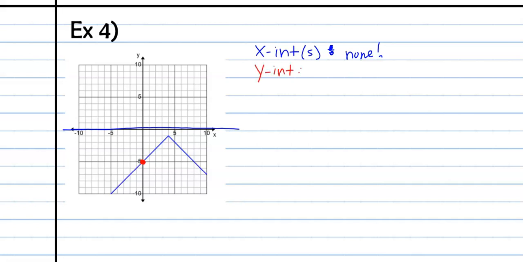We have a y-intercept at 0, negative 5. Left and right 0, but down 5. And then we have absolutely nothing up here in positive land. None. Okay, so we only have the one interval, our negative interval.